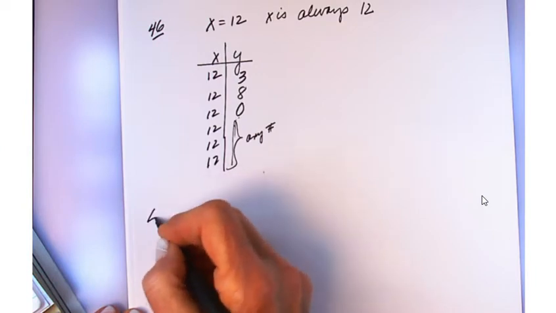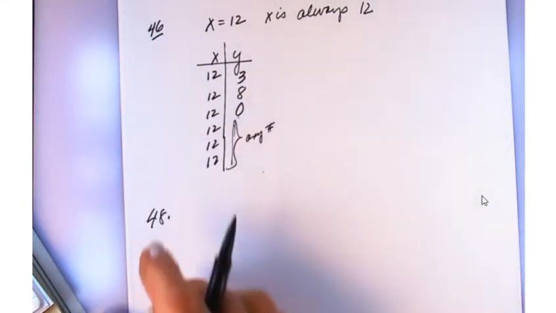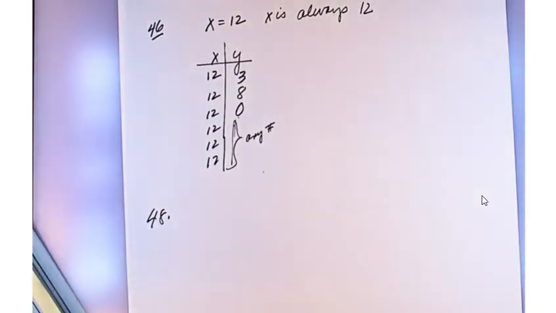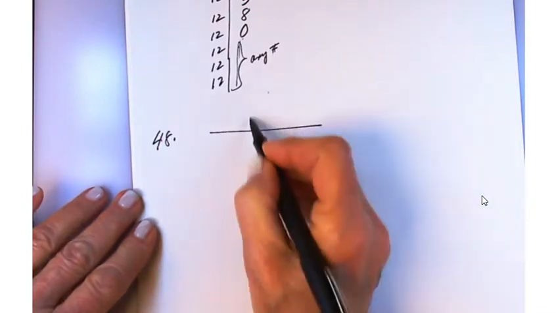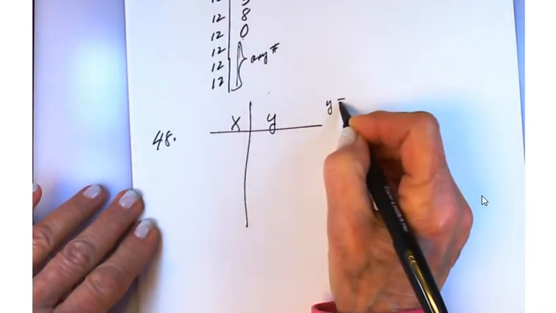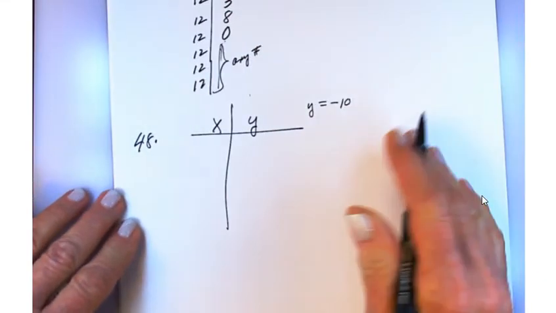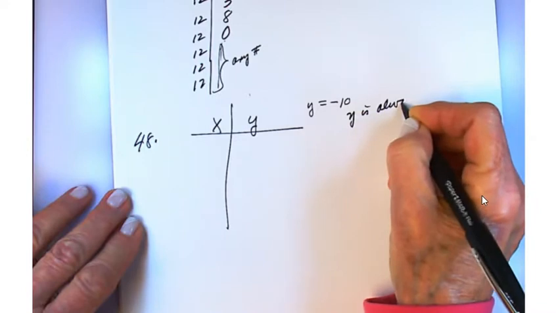48 then, so this is warming us up. We're going to actually have to graph that at some point. This 48 works the same way, folks. And we're given y equals minus 10. What is this saying? Y is always negative 10.